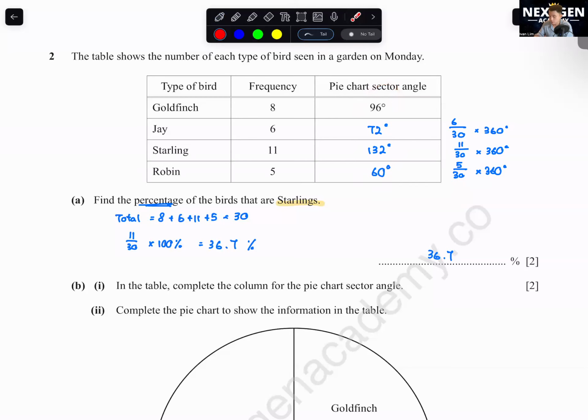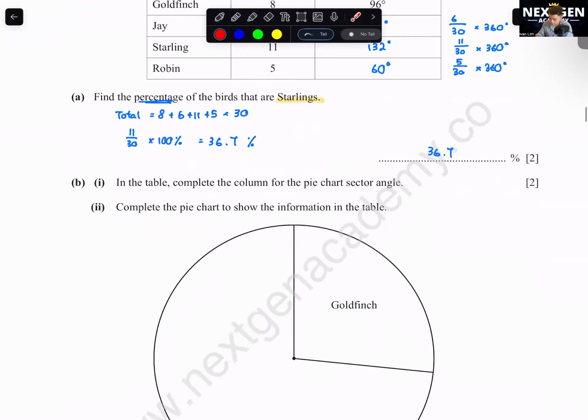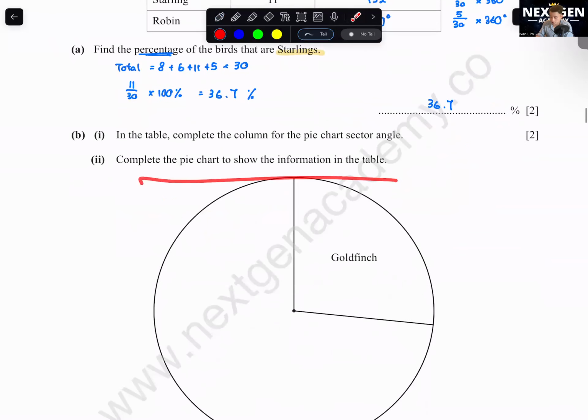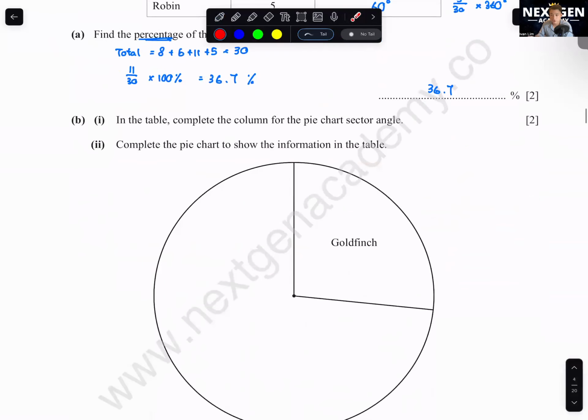Then after that, what you want to do? Complete the pie chart. This one I'll just roughly estimate. You all need to bring your compass and protractor. Actually just bring your entire Oxford set. If you don't have it, please go and buy it tomorrow. Go to Popular and buy it.